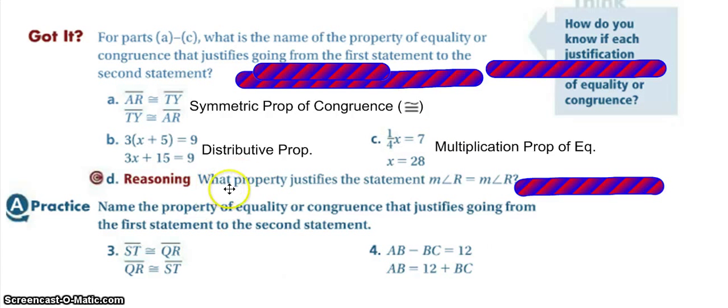So then down here for D, what property justifies the statement that the measure of angle R is equal to the measure of angle R?